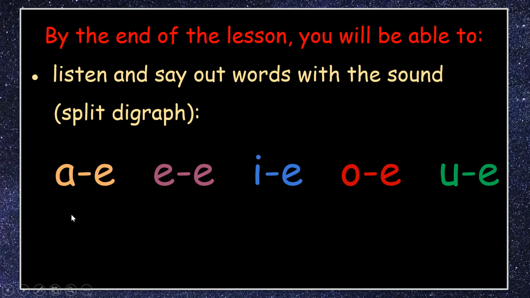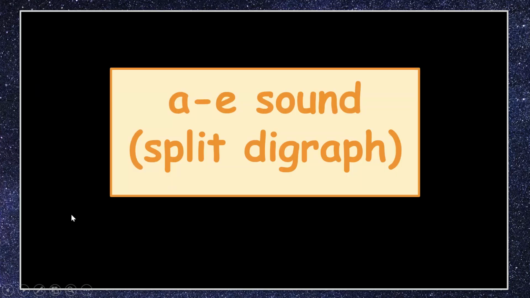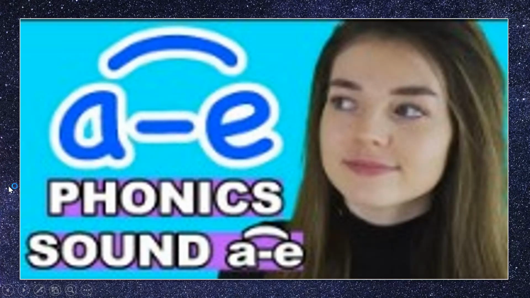Alright, let's continue. So the first sound is A. Remember, two letters coming together to make one sound. It's just that these two letters, A and E, are being very naughty and they don't like to sit next to each other. And one letter has to come in between. Let's continue with a video. Pay attention.